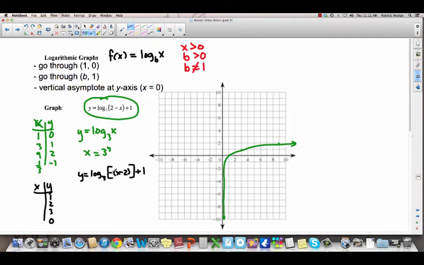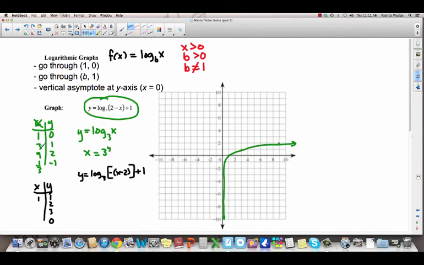Okay, now we have two transformations in the horizontal direction. We have this negative, which is a reflection over the y-axis. What that does to all the x values here is it makes them negative. And then you have this minus 2, which moves it 2 to the right. You have to add 2 on. So we make this negative, negative 1, and add 2. You end up with 1.